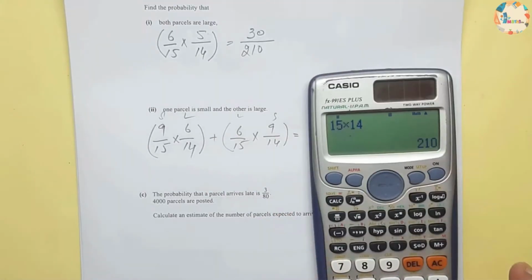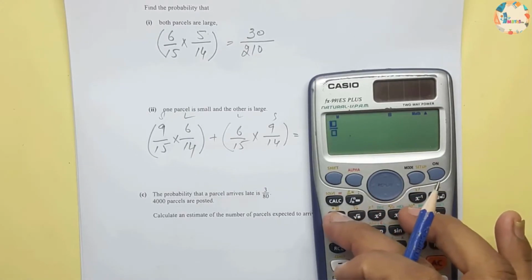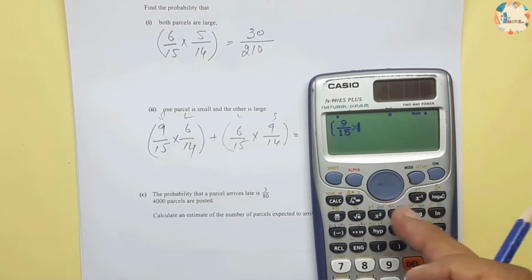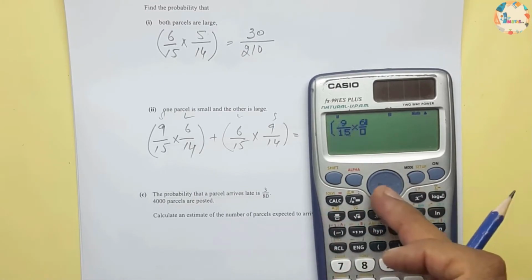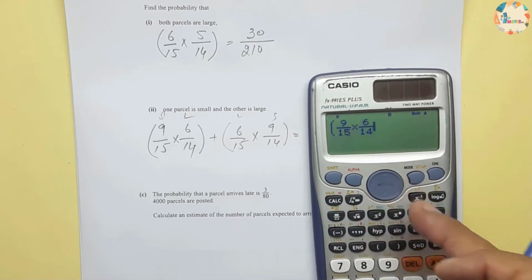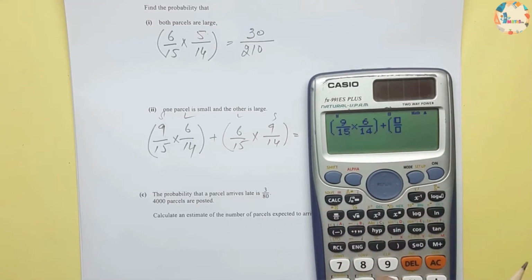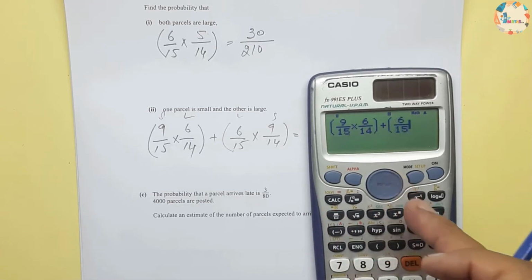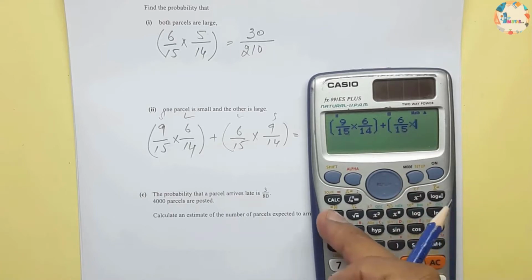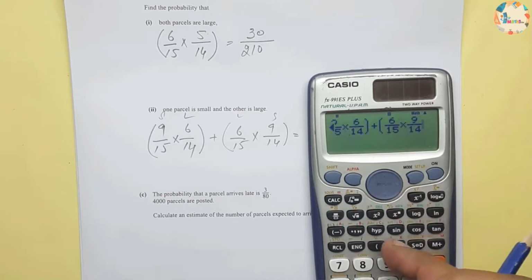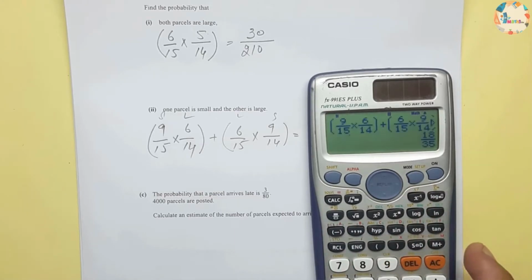We can solve this with the calculator: bracket and fraction 9 divided by 15, multiplied by fraction 6 divided by 14, bracket closed, plus again bracket and fraction 6 divided by 15, multiplied by fraction 9 divided by 14. This will be equal to 18 divided by 35.